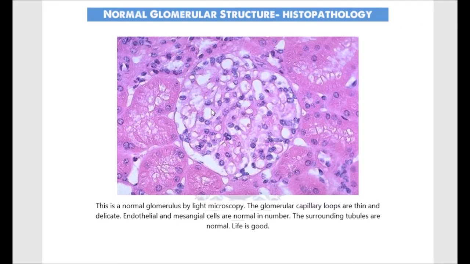This is the important point: the glomerulus has capillary loops, endothelial cells, and also some of the mesangial cells. So, capillary loops, endothelial cells, some of the mesangial cells, and the basement membrane. Yes, my dear doctor.